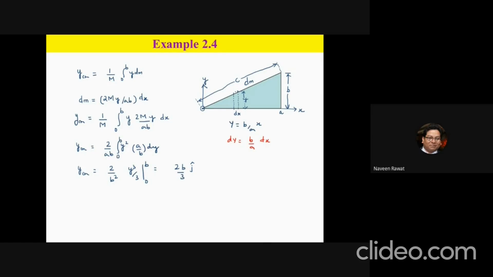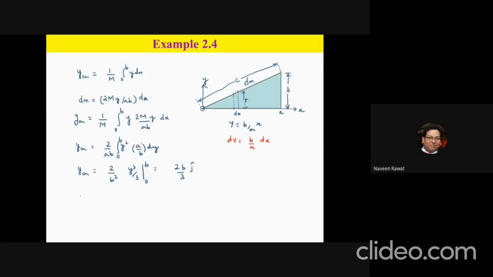So again I am having two constants, a and a will cancel, okay, and b will come out, okay? I have already had a b outside, so it will be 2 by b square, and the integral of y square dy, like before, will be y cube by 3, okay? And then you are substituting the endpoints of y, 0 and b, okay? So you get 2 times b cube divided by b square, and so you're left with 2 times b divided by 3, and then there's j, okay?